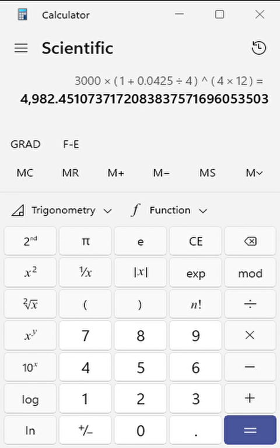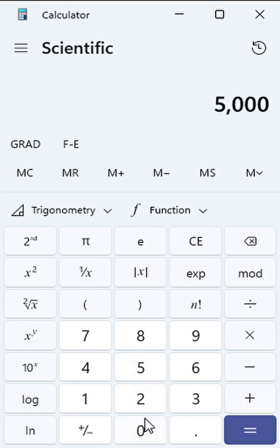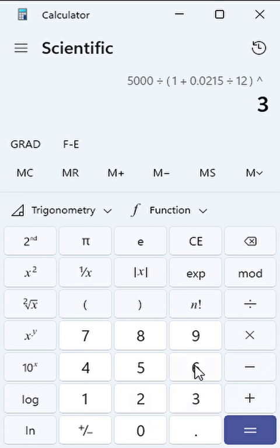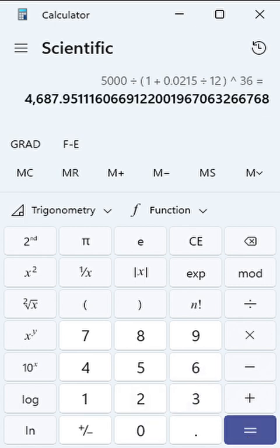All right, now let's type everything into the calculator. This is 5,000 divided by, not times. This calculator is not that good to use. Divided by 1 plus 0.0215 divided by 12, right? Not done yet. You need to use the power, to the 12 times 3, which is just 36.